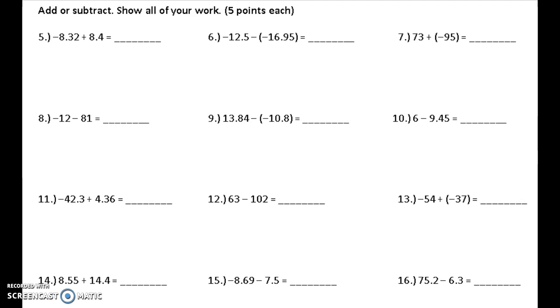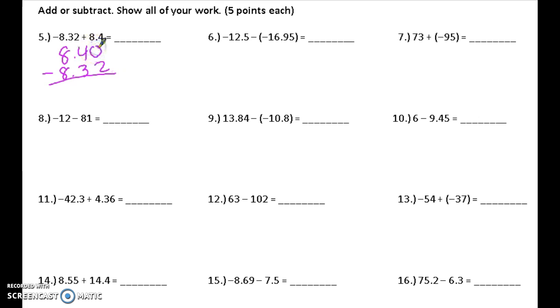So we have negative 8.32 plus 8.4. My signs are different, so I'm going to take the number with the highest absolute value and put it on top. 8.4 minus 8.32. When we're adding and subtracting, we have to line up our decimals. If there's any space that doesn't have a number, you fill it in with a 0.